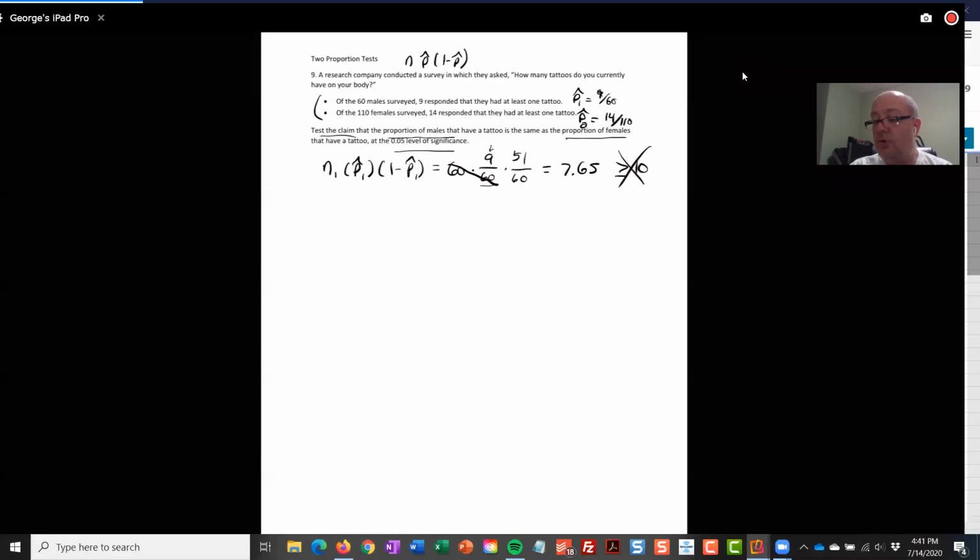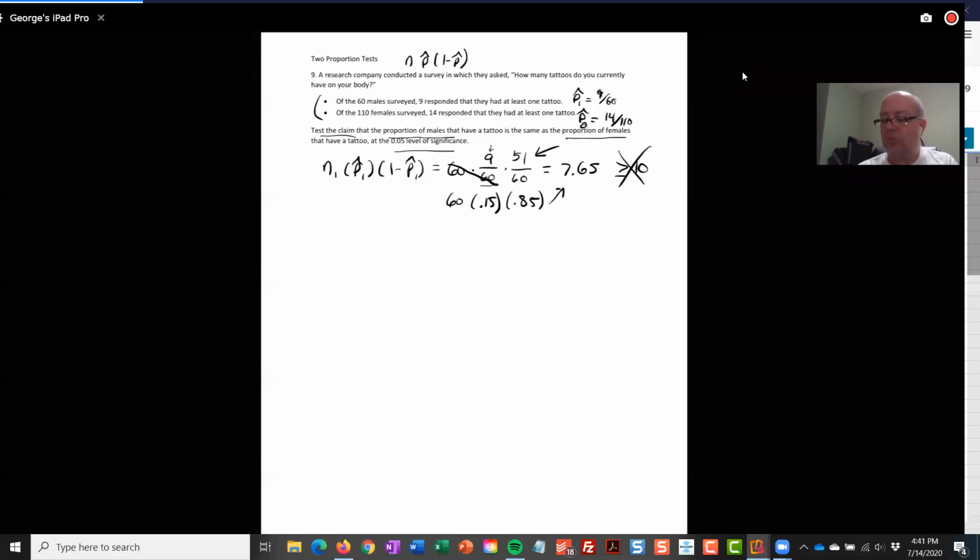Now, real quickly, if you had used the decimals instead, the sample proportion was 0.15, 9 divided by 60. That makes 1 minus that 0.85. You'd get the same result. But if your result is close and you've used approximate decimals, you can always go back to this fraction approach to get a precise answer.